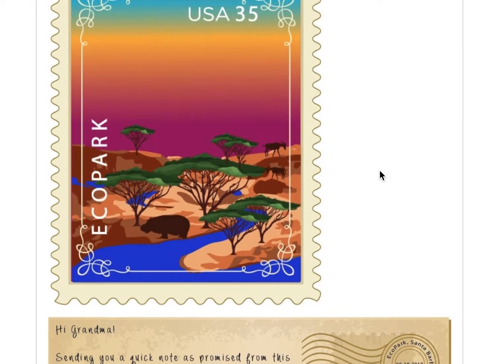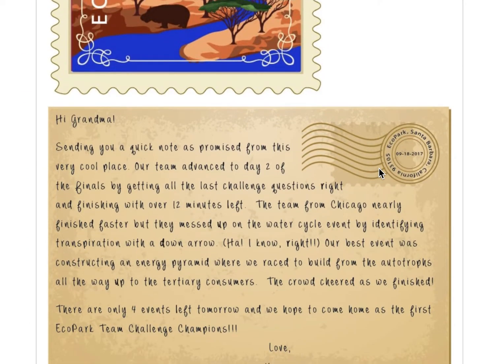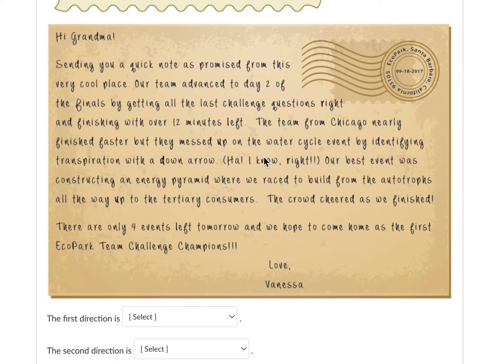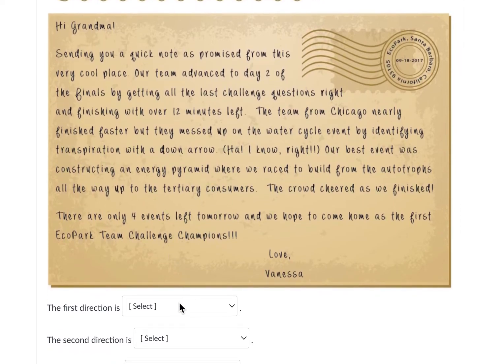The second one for Eco Park is a postcard, and this one is less descriptive. It's more of a puzzle. So it's Vanessa, who's writing her grandma a postcard, giving her grandma directions. So you're going to look for any words that are direction words, and you're going to click in here what the directions are. So words you're looking for are like up, down, left, right, etc.